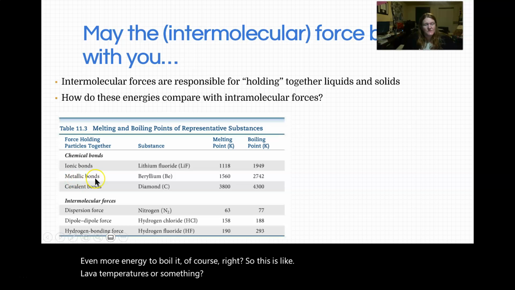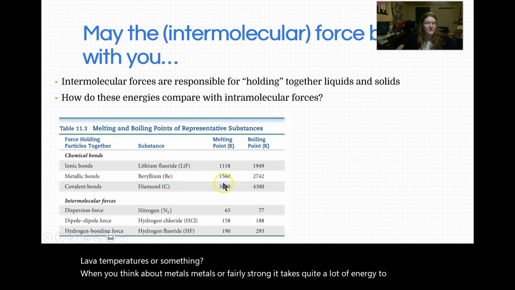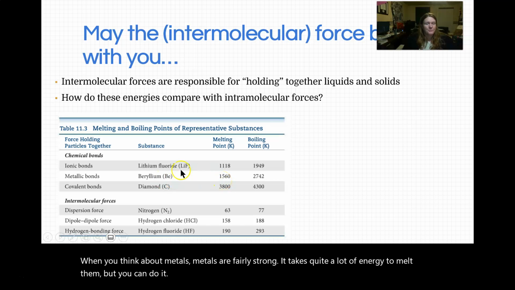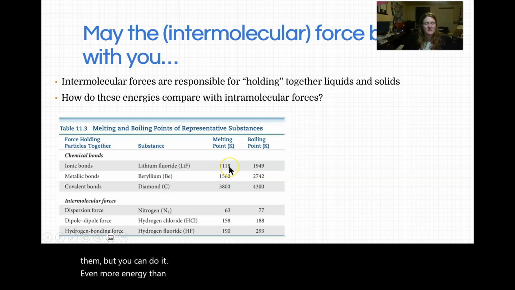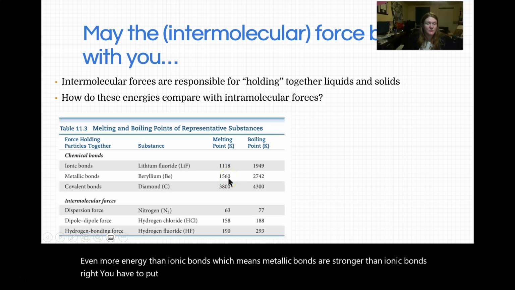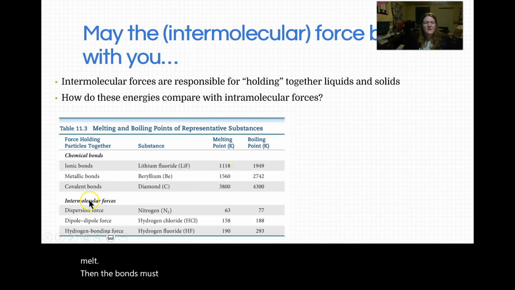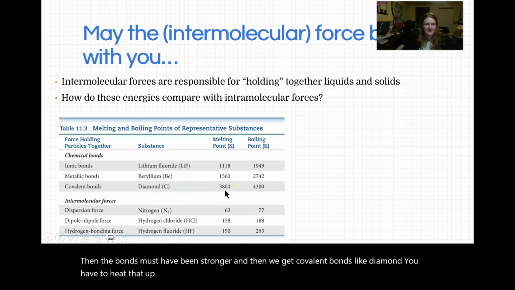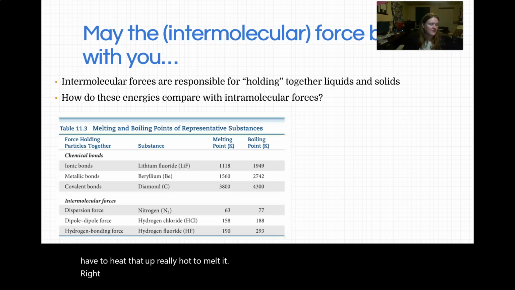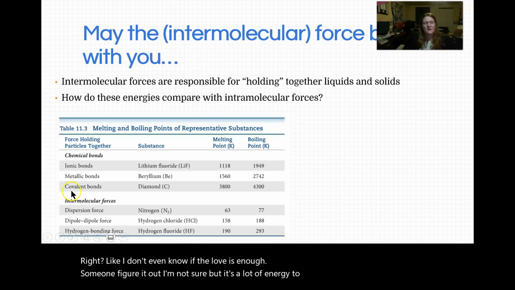When you think about metals, metals are fairly strong. It takes quite a lot of energy to melt them, but you can do it. Even more energy than ionic bonds, which means metallic bonds are stronger than ionic bonds, right? You have to put more energy in to break them apart, which is what you're doing when you melt. Then the bonds must have been stronger. And then we get covalent bonds, like diamond. You have to heat that up really hot to melt it, right? Like, I don't even know if the lava is enough. Someone figured it out, I'm not sure. But it's a lot of energy to separate atoms in covalent bonds.